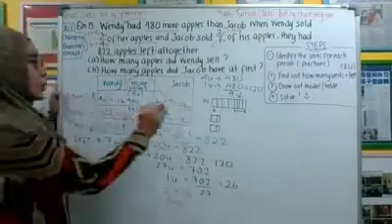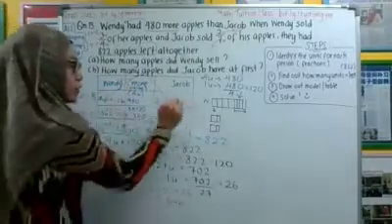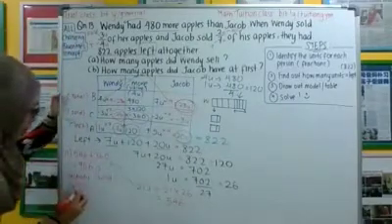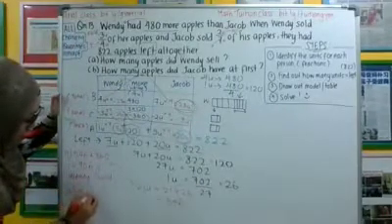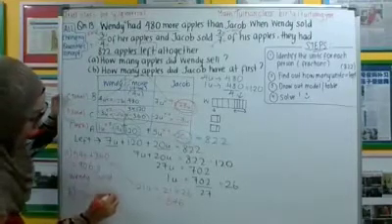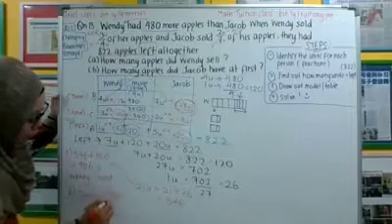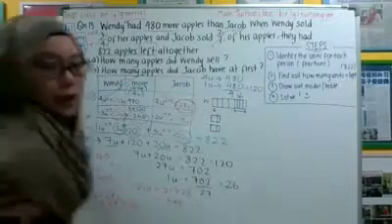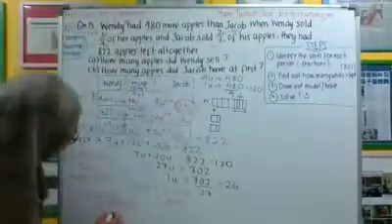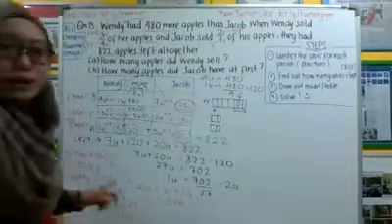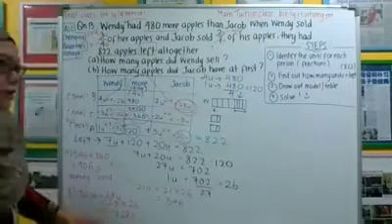Now for part B, how many apples did Jacob have at first? At first means the total. How many units is the total that we want to find? 28 units. So easy. Jacob's is actually equal to 28 units. So I take 28 times 26. I will get 728. This is the answer: 906 and 728.